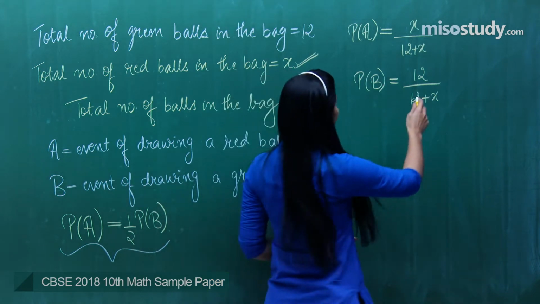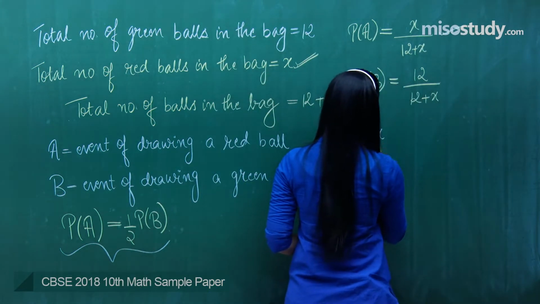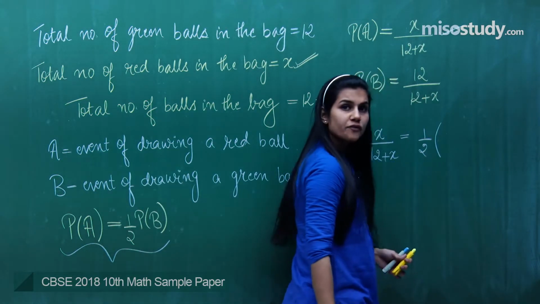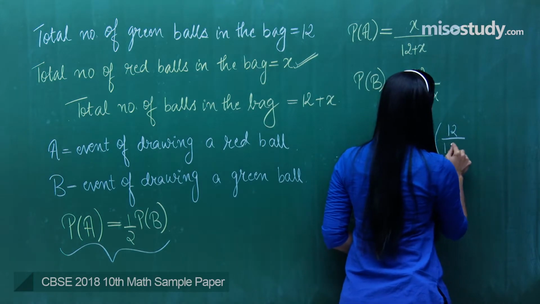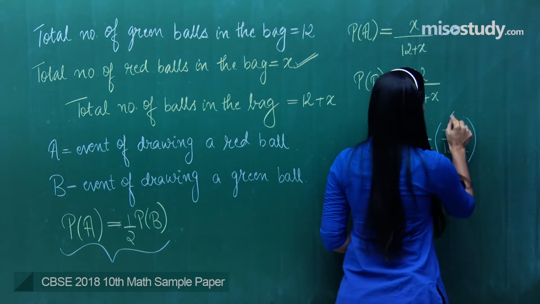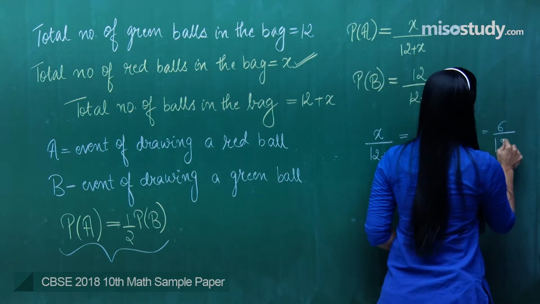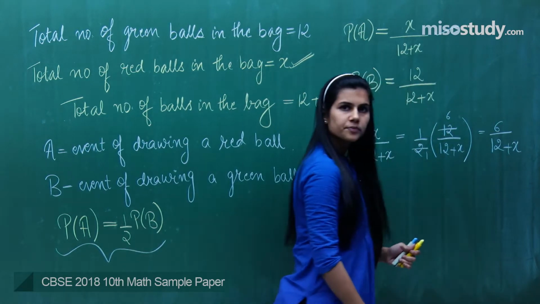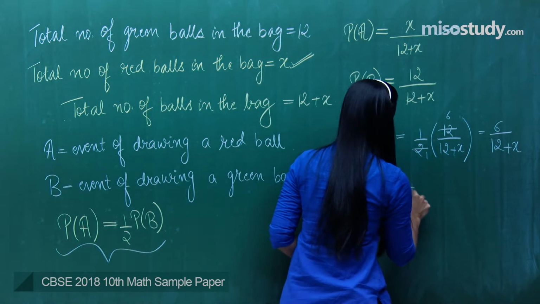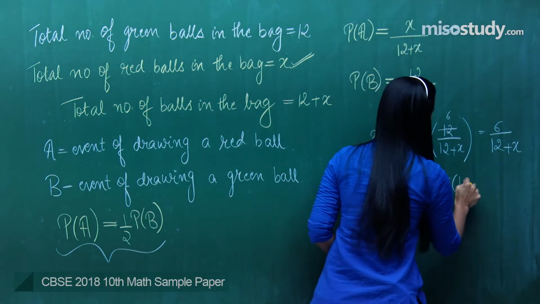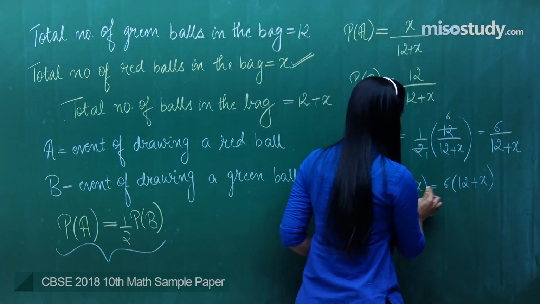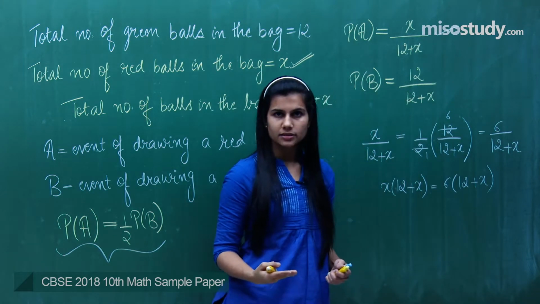Probability of event A, which is x upon 12 plus x, is half of probability of event B, which is 12 upon 12 plus x. Okay, so this can get cancelled. You get 6 upon 12 plus x. Now what you do, you can cross multiply, you get x into 12 plus x is equal to 6 into 12 plus x. Now obviously this x is number of red balls, right?